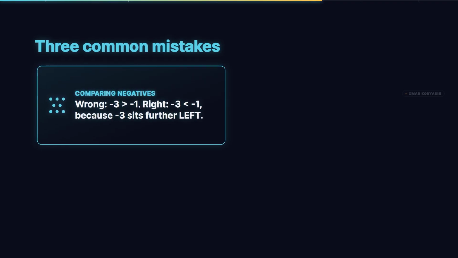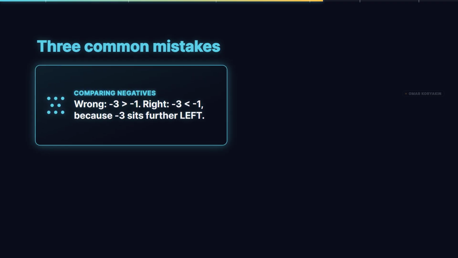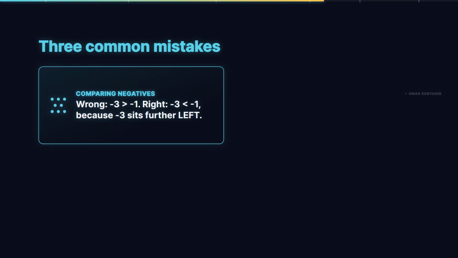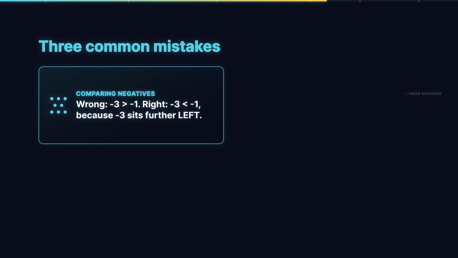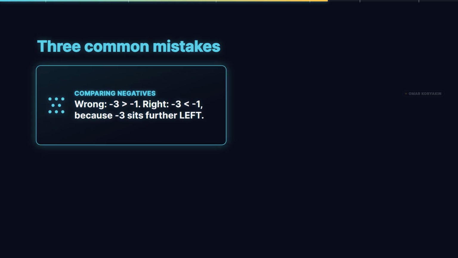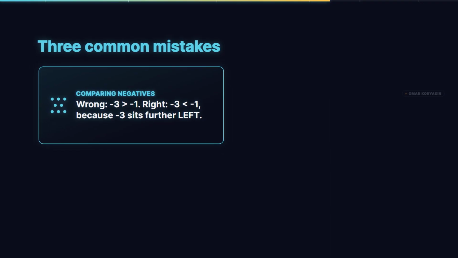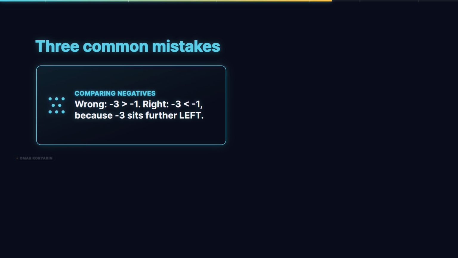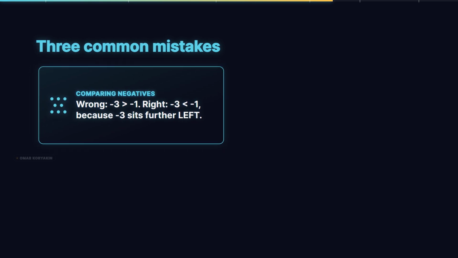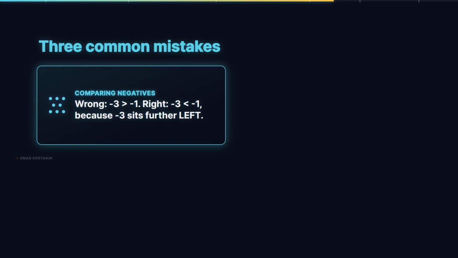Comparing negatives. A student writes that -3 is greater than -1 because 3 is greater than 1. That comparison is wrong. On the number line, -3 sits further to the left than -1, and on a number line, further left always means smaller, so -3 is less than -1. The simple test is: ignore the sign, look at the position on the line, and the rightward one is the larger.